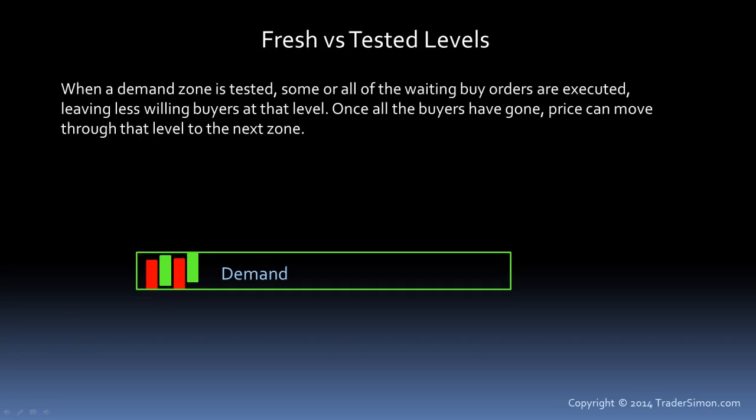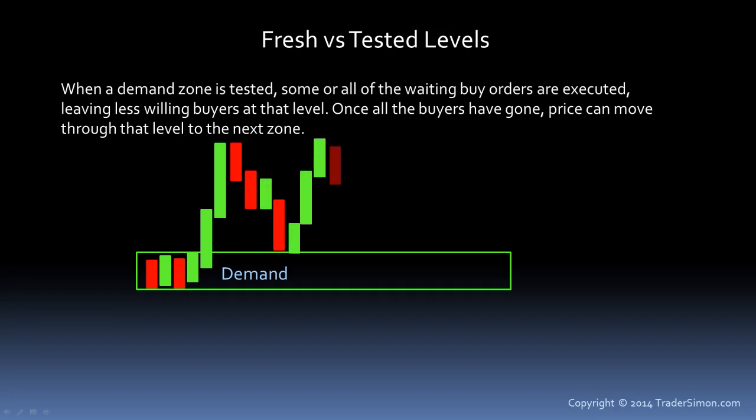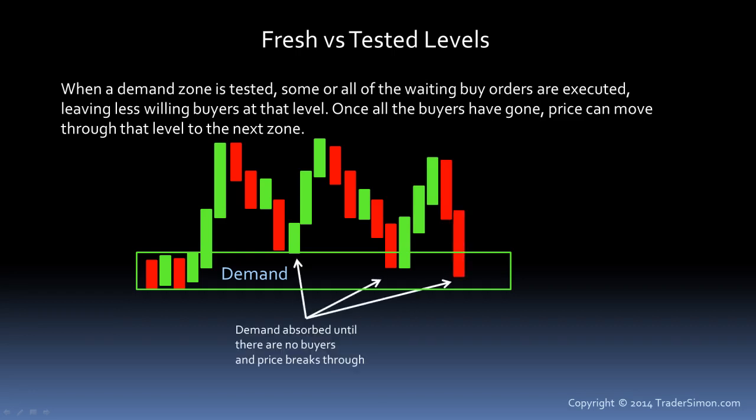When a demand zone is tested, some or all of the waiting buy orders are executed, leaving less willing buyers at that level. Once all the buyers have gone, price can move through that level to the next zone. So you can see that the demand zone is being tested a number of times until it finally breaks through and demand is absorbed and there are no buyers left.